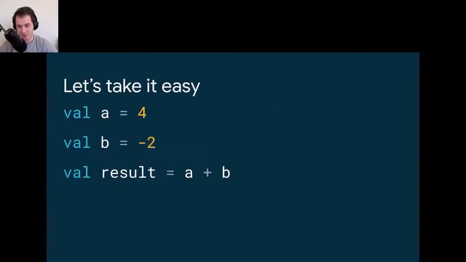So let's take this simple program: A is 4, B is minus 2, and our result is A plus B. The question I want to ask the virtual audience is: is this declarative? Is this declarative enough, or do we want some abstraction on it? Or is this imperative, and do we want something more declarative? Interesting question, and it's not really easy to give an answer.